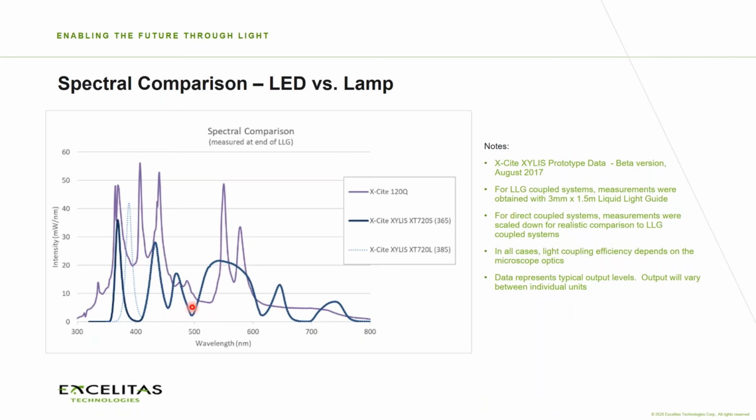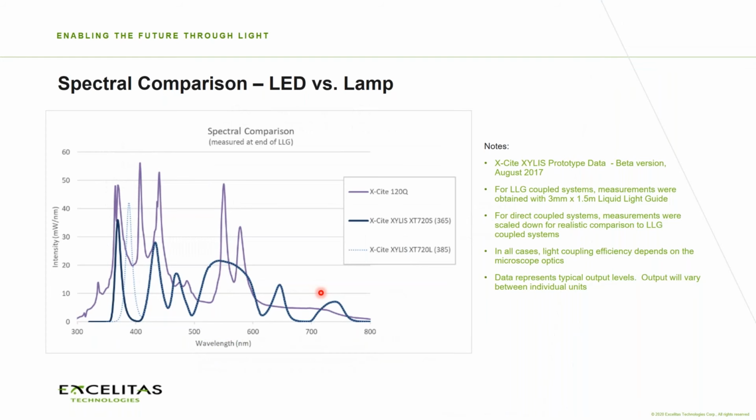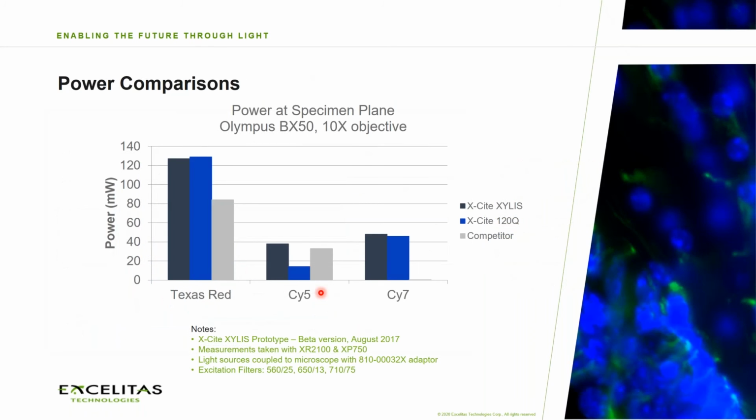So this is great. This is the actual power that comes out of the light guide. But what's happening at the actual sample plane? For that, we went to an Olympus microscope, and we just focused on the green gap excitations, which would emit in the red: Texas Red, Cy5, and Cy7. In the black, you see one of our new broadband LED products. In the blue, you can see one of our own bulb products, and that was our benchmark: we wanted to be as good or better than our own bulbs. And then in the gray, you have a competitor.